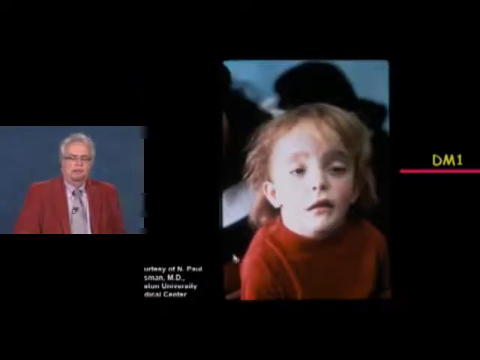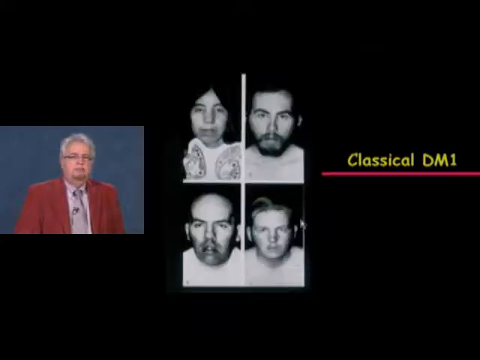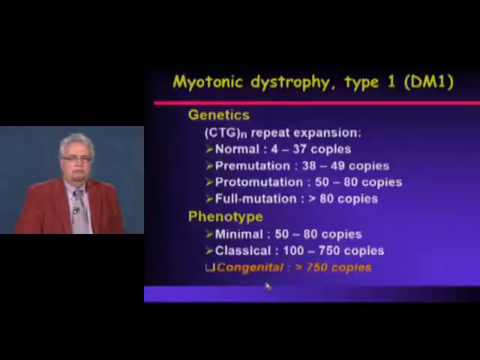This is another patient who has DM1. You see there's significant ptosis, and the face seems to be myopathic. Adults with DM1, in addition to having a myopathic face, have significant frontal balding, atrophy of the temporalis muscle, but also atrophy of the masseters and the neck muscles as well.